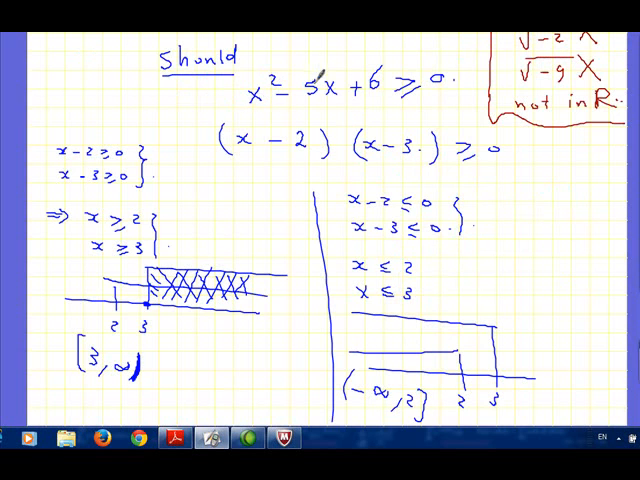Should x squared minus 5x plus 6 be greater than or equal to 5? As we discussed before, we factorize into x minus 2, x minus 3, and solve as two inequalities or on the number line to get the domain of the function.